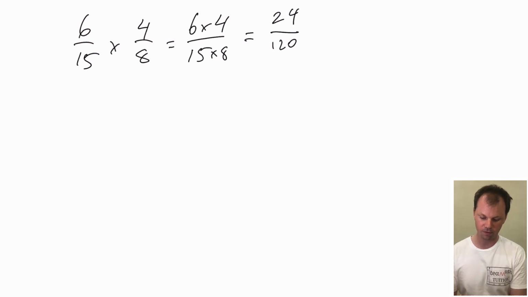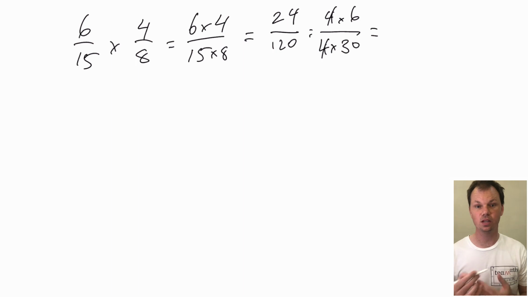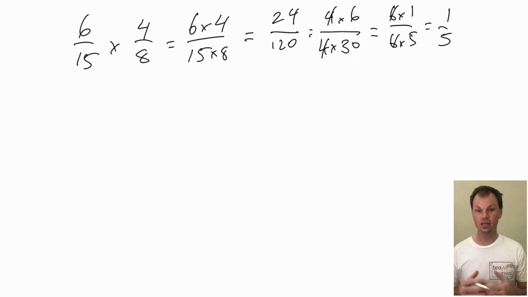So common factors of 24 and 120, I think 4 will go into both. So 4 times 6 is 24, and 5 lots of 4 is 20, 25 lots of 4 is 100, so that's going to give us 30 all up. Now we've got 6 on 30. Again, there's a common factor, 6. And we end up with 1 on 5. So what we've done is we've multiplied first and then we've simplified after.